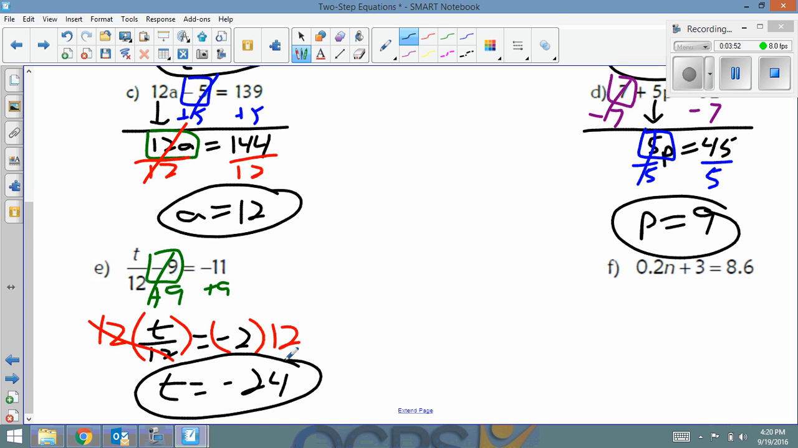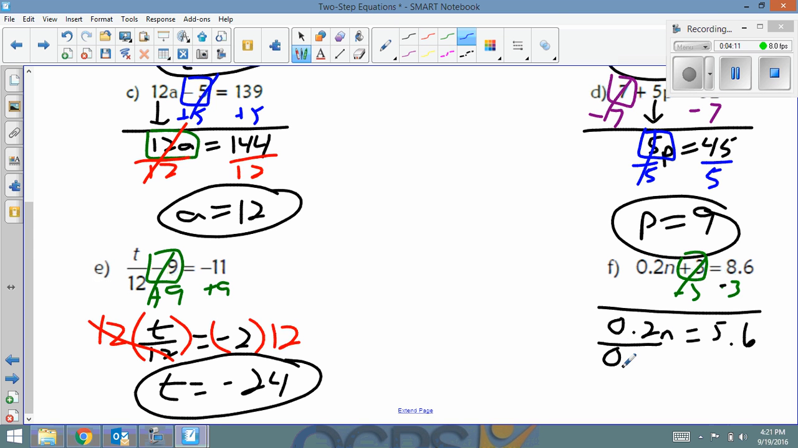And even with decimals, we do the same thing. So in this case, we're going to take that positive 3 and we're going to subtract it. And we get 0.2n is equal to 5.6. Then we're going to divide by 0.2. We get n is equal to 28.